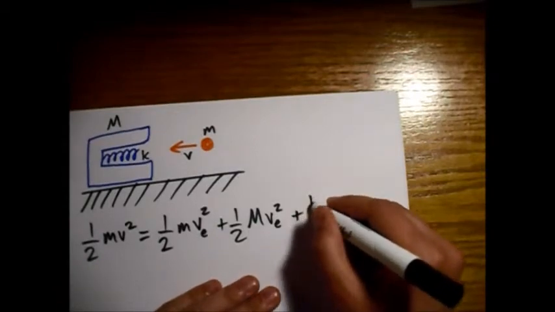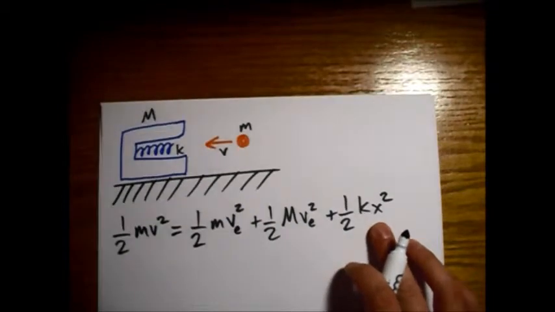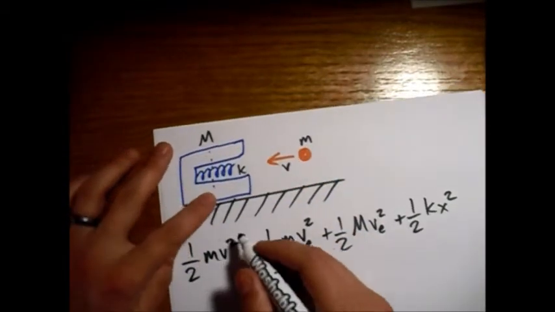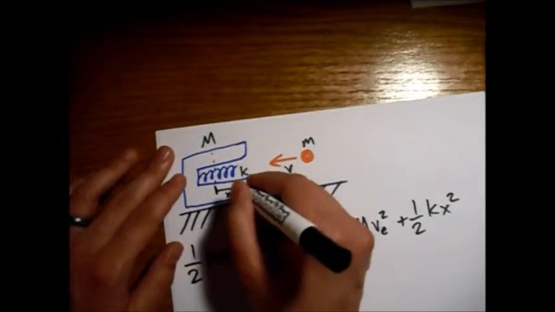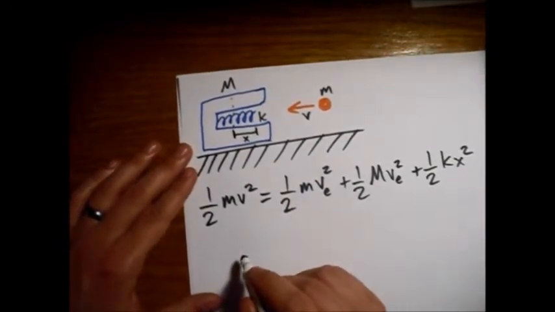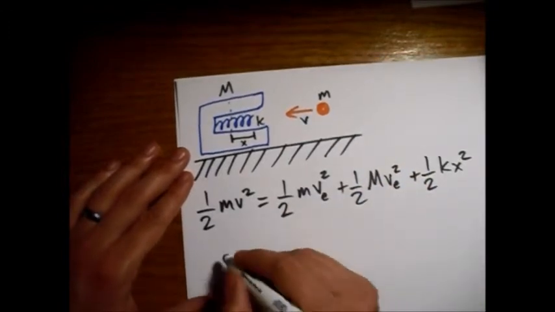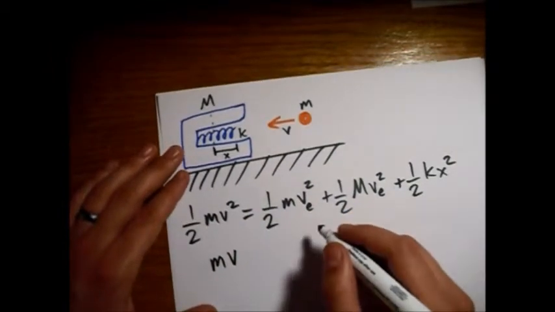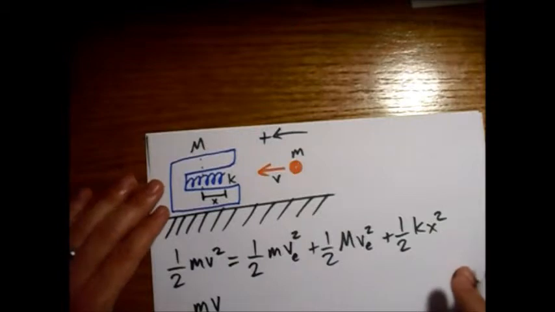And then we have to account for the potential energy of the spring. And we'll call X the maximum compression. So say here's the farthest the spring will compress. This distance here is X. Alright, so there's our first equation. And the second one is the conservation of momentum. So we have an mv. Call that the positive direction like we talked about before.